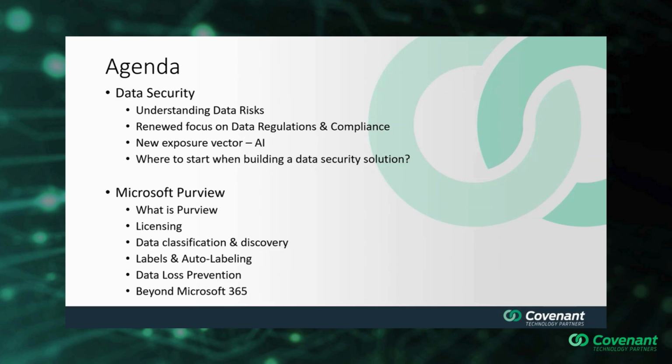Why does this matter? It includes, as you can see here, understanding the data risks, renewed focus on data regulations and compliance, and as I mentioned earlier, AI. AI is putting a lot of pressure on making sure that we have things secured, because that old security by obscurity thing isn't going to work very well with a strong AI solution. And where to start when building a data security solution.